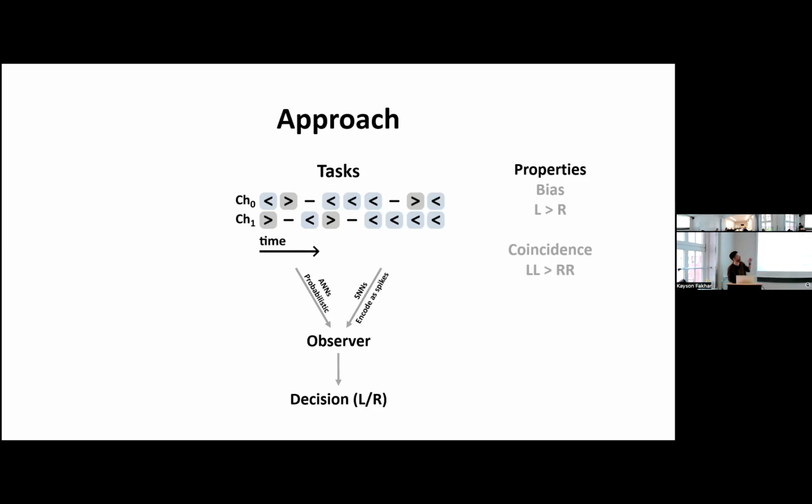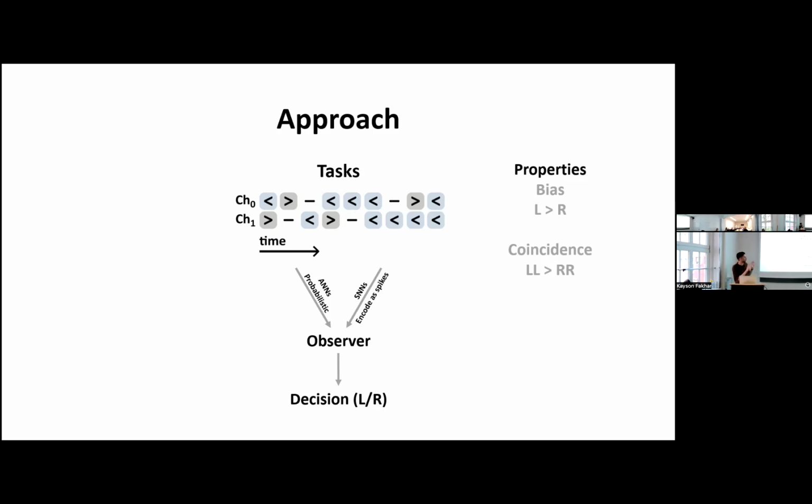So for example, at the first time point here, channel 0 signals left, while channel 1 signals right. At the second time point, channel 0 signals right, and channel 1 is just neutral or doesn't provide any information. We then present these trials to different observers, which is on the next slide. And then the observers have to make a decision, which in this case is about left or right. So the observer observes a sequence of these stimuli over time, and then has to make a decision, in this case, just left or right.